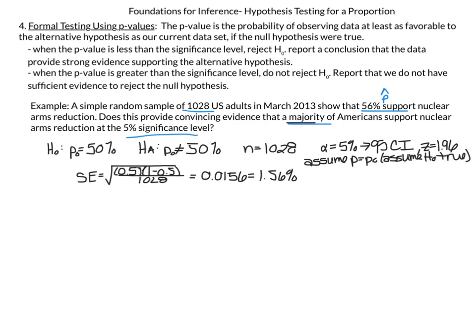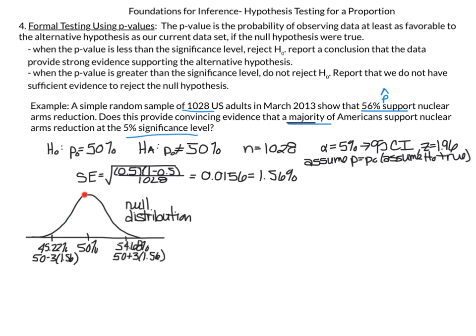We can calculate our standard error, and again, when we're using p-values, we're going to be using p naught. We're not going to be using p hat. That would be for regular confidence intervals. For p-values, we're going to use p naught. So the standard error is equal to the square root of P naught, 1 minus P naught, over N, our sample number, which is going to be 1.56%. So that's one standard error.